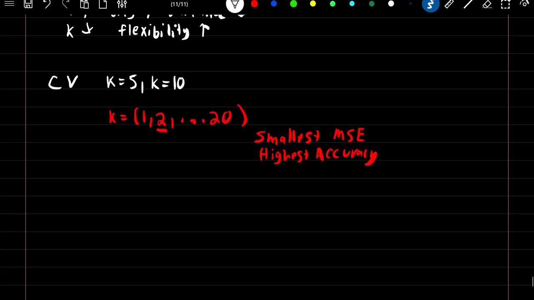Now with KNN, you need a lot of observations. Because it doesn't have any of those assumptions like linear regression had, it's highly flexible. So essentially you need a lot of observations to be able to overcome the high variance.